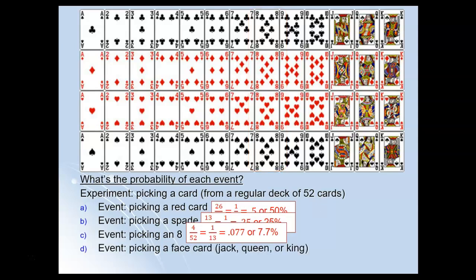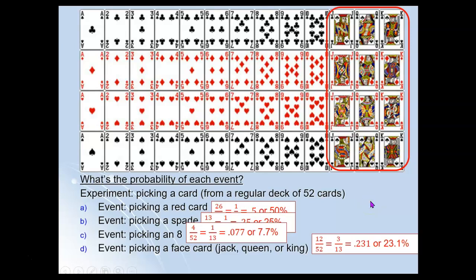What's the probability of picking a face card, which means either a jack, queen, or king? How many of those are there? How many ways could that happen? 12. So the probability is 12 over 52. In lowest terms, that would be 3/13. As a decimal, it would be 0.231. As a percent, it would be 23.1%.